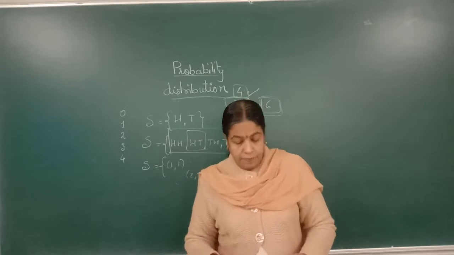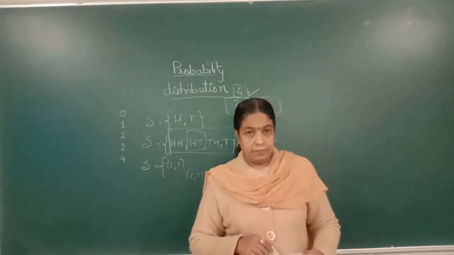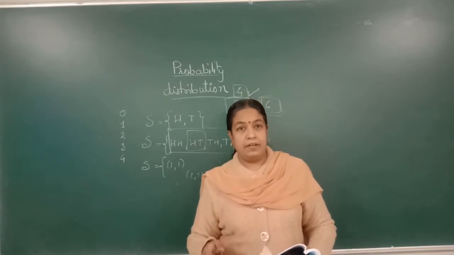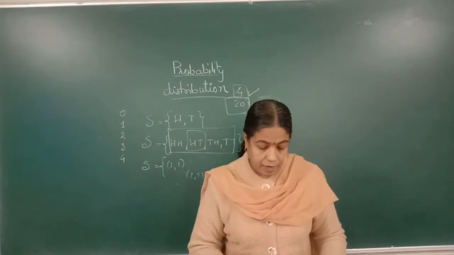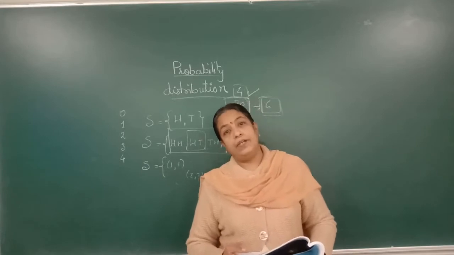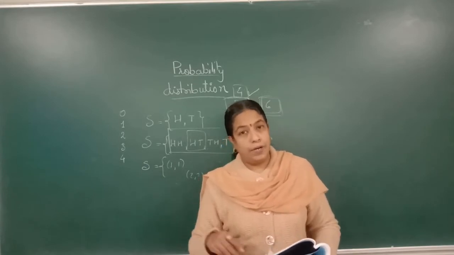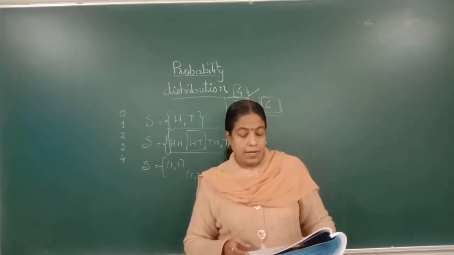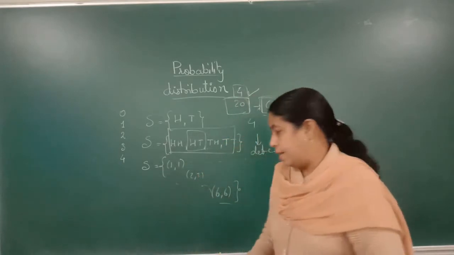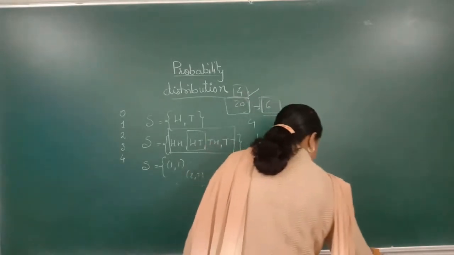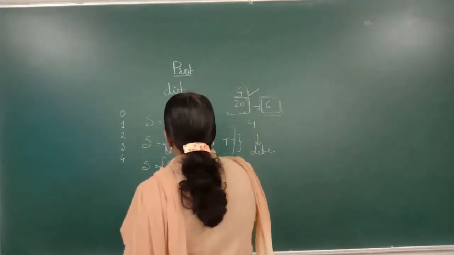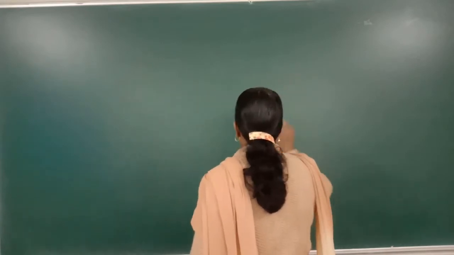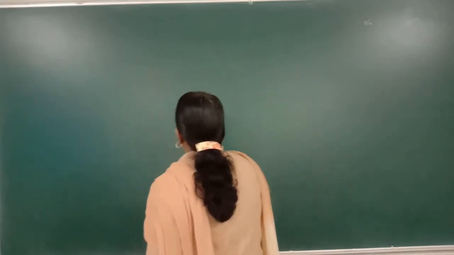Now, moving away from this theoretical part, we will now go to the types of random variables. There are 2 types of random variables. We are going to study both the cases separately. First, discrete random variable. Now, first we will study discrete random variable.